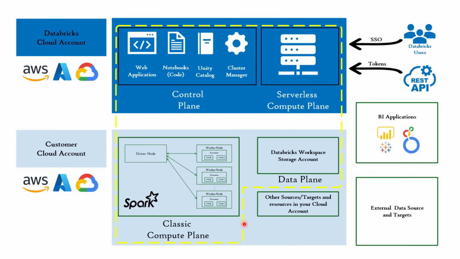The control plane and serverless compute plane are both hosted within the Databricks cloud account. In contrast, the classic compute plane and data plane are hosted in the customer's cloud account. While some services in the control plane are shared across multiple customers, Databricks has implemented robust security measures, including strong isolation, encryption, network boundaries, and access controls, to ensure the protection of each customer's data.